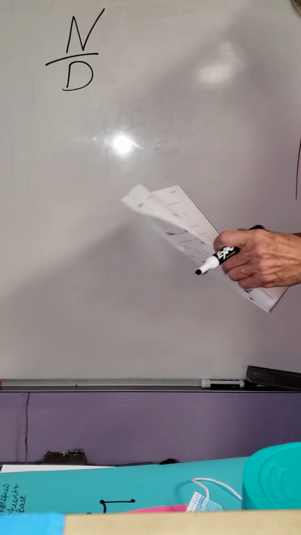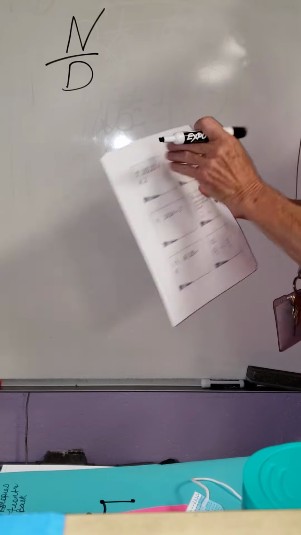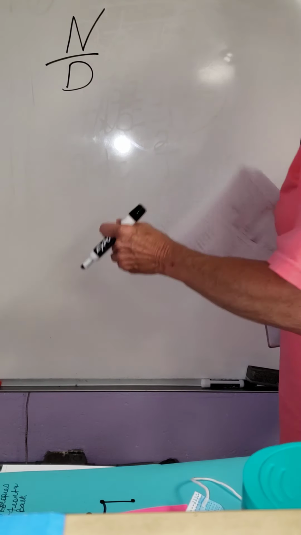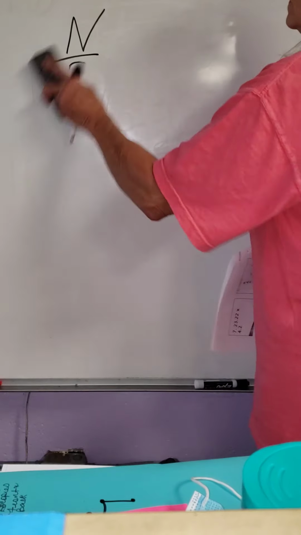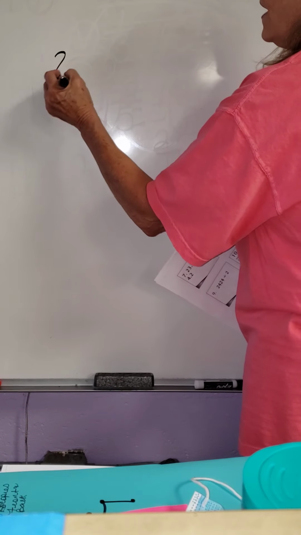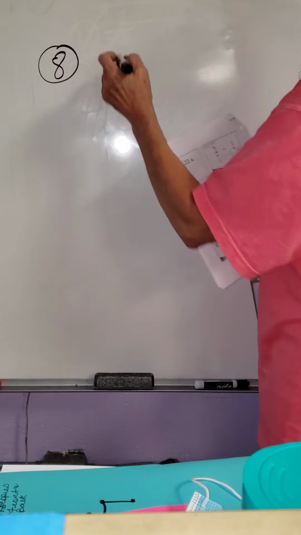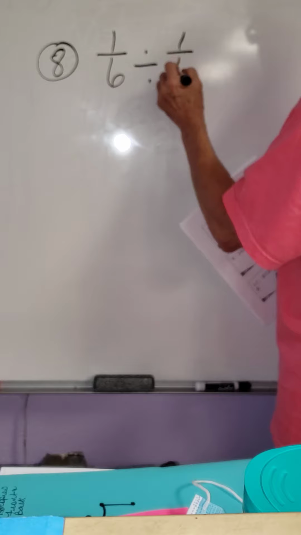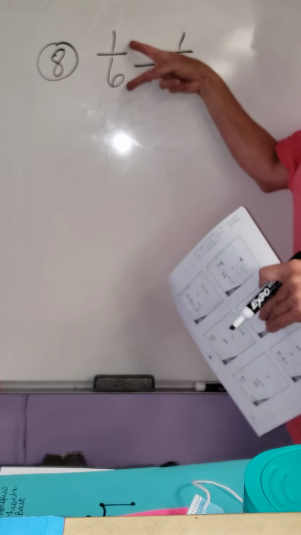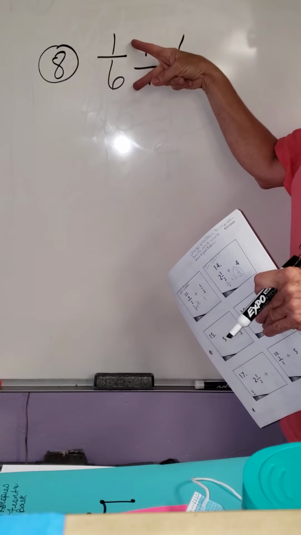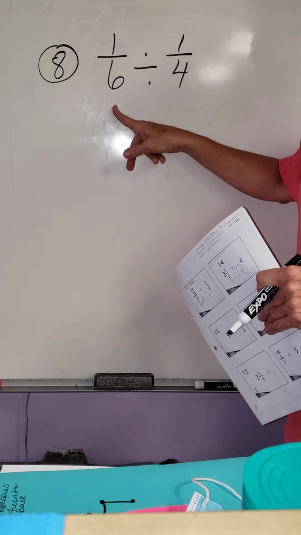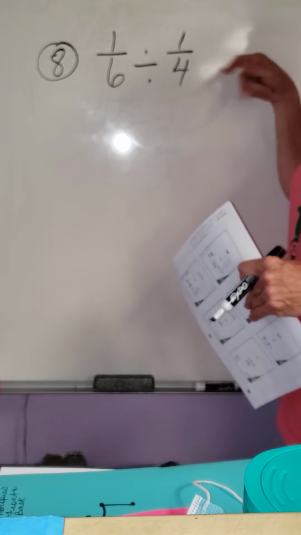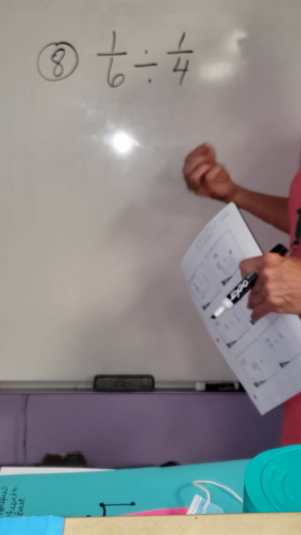So we're going to start with the packet like we did in class. Let's start with number 8. Number 8 says 1 over 6 divided by 1 over 4. Okay, what do I have here? Do I have only a numerator and denominator? Yes, so we're okay. What about this one? Only a numerator and denominator? Yes, we're good. Now we're ready for the rules.